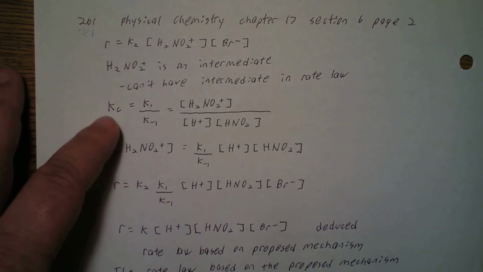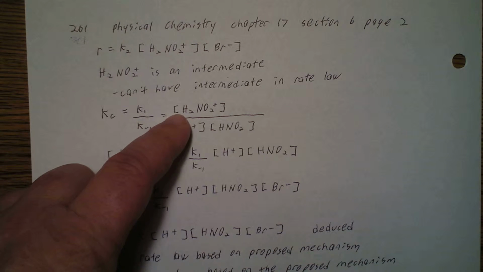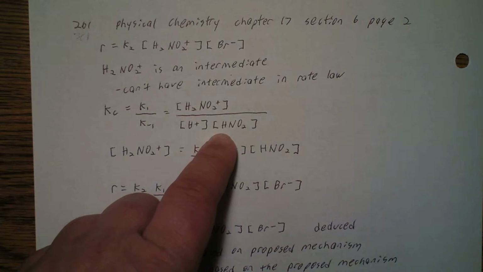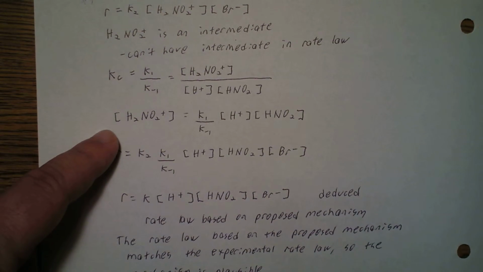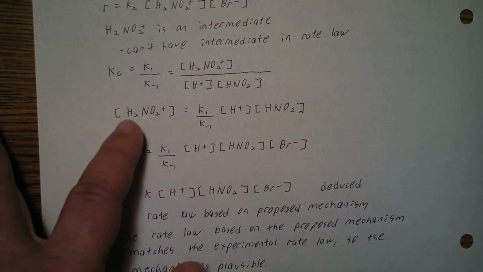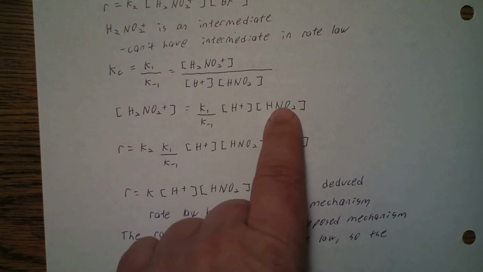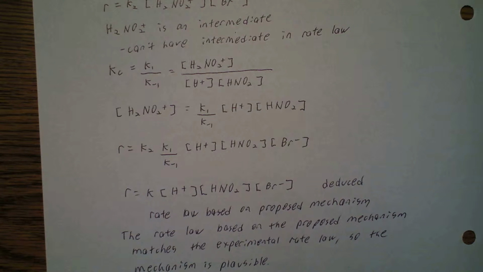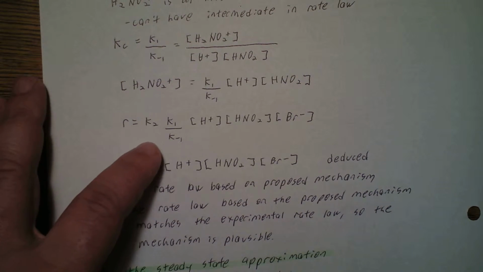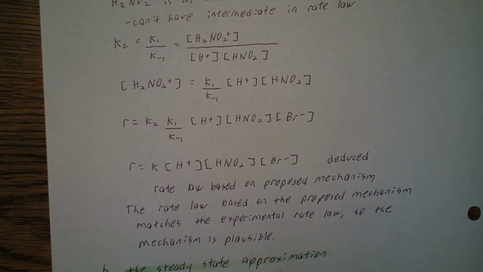So we're going to say Kc is equal to K1 over K minus 1, and that's equal to the concentration of H2NO2 plus divided by the concentration of H plus times the concentration of HNO2. So we're going to solve that for H2NO2 plus. So the concentration of H2NO2 plus is equal to K1 over K minus 1 times the concentration of H plus times the concentration of HNO2. So then we have R is equal to K2 times K1 over K minus 1 times the concentration of H plus times the concentration of HNO2 times the concentration of the bromide.